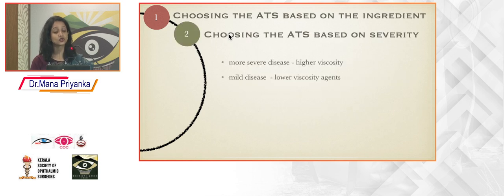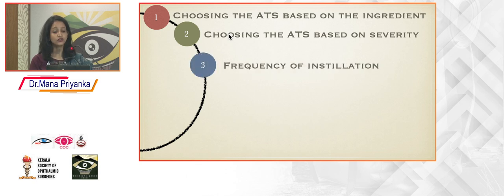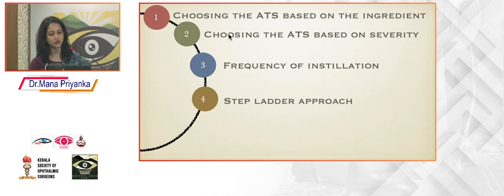The second step is choosing the ATS based on the severity. Milder cases go for lower viscous agents. In more severe cases, increase the viscosity. Frequency of instillation should depend upon the patient's symptoms. When it goes beyond 4 to 6 times, it's better to switch to the ATS which have these disappearing preservatives or the preservative-free ones.